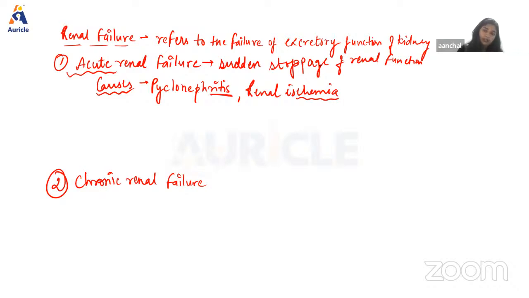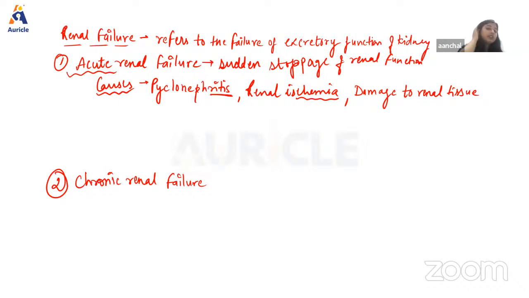Then another reason can be damage to renal tissues. Okay, so by poisoning like lead, mercury, and carbon tetrachloride, there could be damage to renal tissue also, and that is also a cause of acute renal failure, right? So these all are the causes that are basically responsible for the acute renal failure.